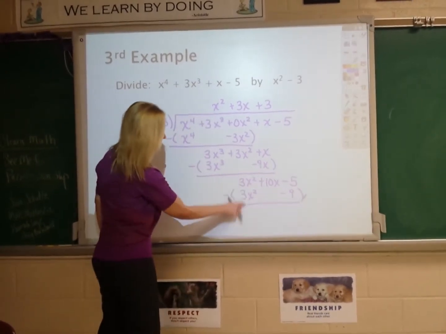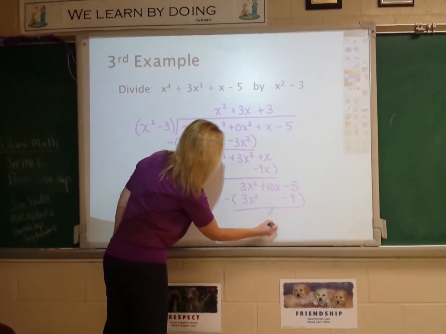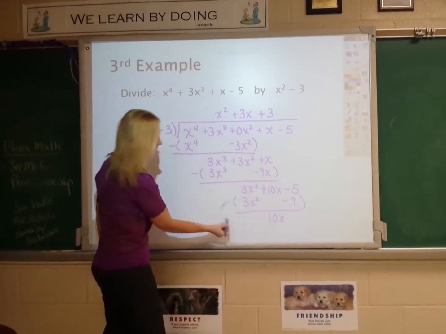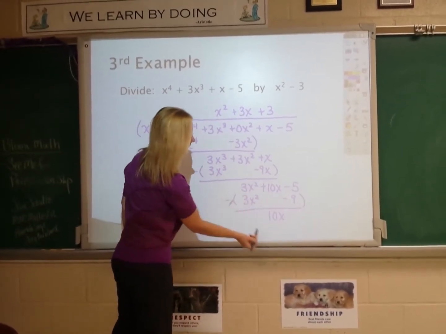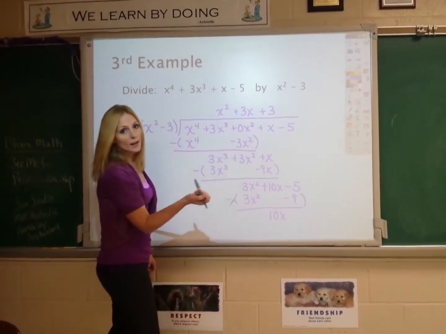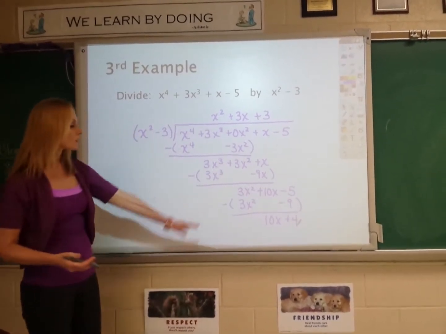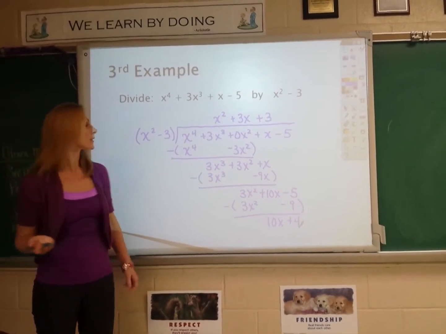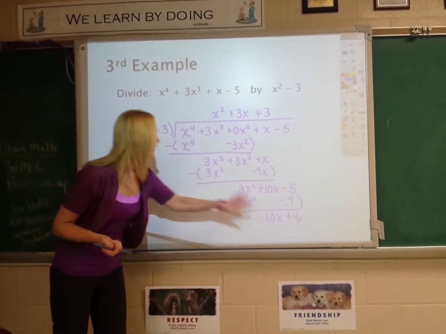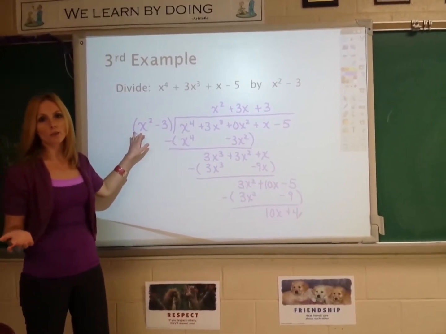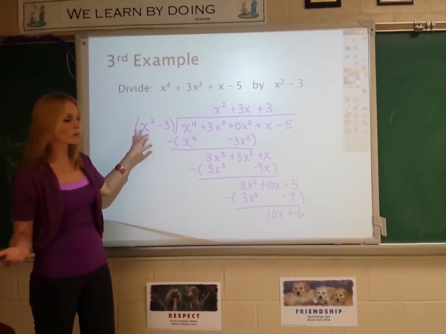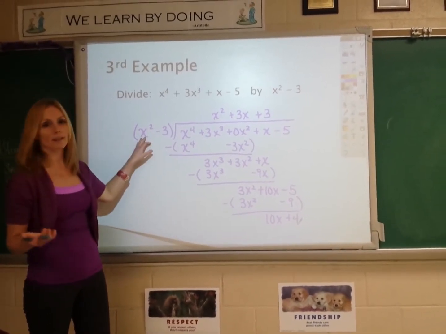And these will subtract. I have my 10x to bring down. And then negative times a negative is a positive. So negative 5 plus 9 will be positive 4. So now what I'm left with down at the bottom is 10x plus 4. And this does not go into x squared minus 3. There's nothing you can multiply an x by to create an x squared.